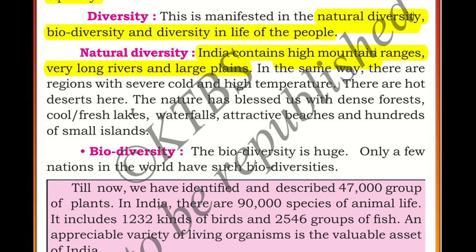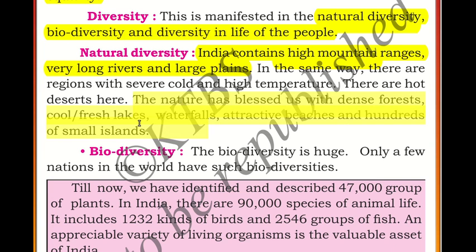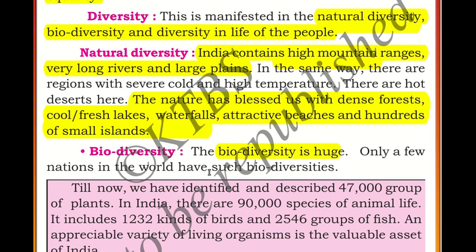There are hot deserts here. Nature has blessed us with dense forests, cool fresh lakes, waterfalls, attractive beaches, and hundreds of small islands. Because there is so much diversity, we have been blessed with animals like our national animal and birds like our national bird. That is what we'll be talking about in biodiversity. Biodiversity is huge. Only a few nations in the world have such biodiversity. So it is upon us to preserve this biodiversity.